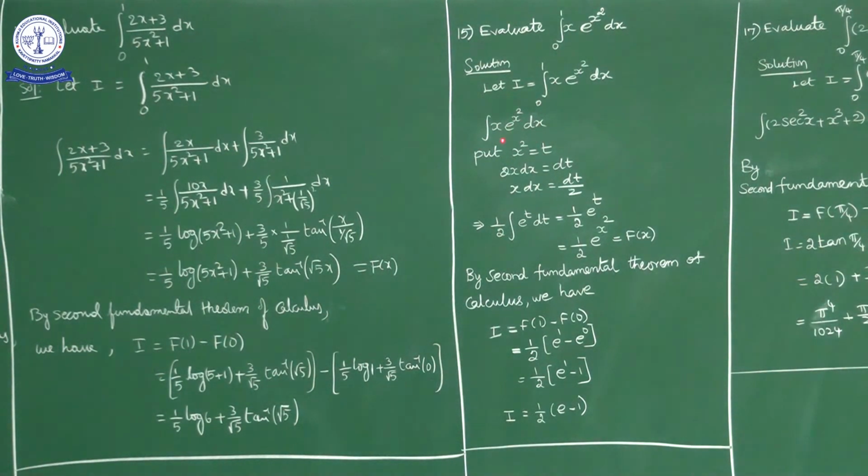For this, I'll consider x square as t. x square equal to t. What is the derivative of x square?